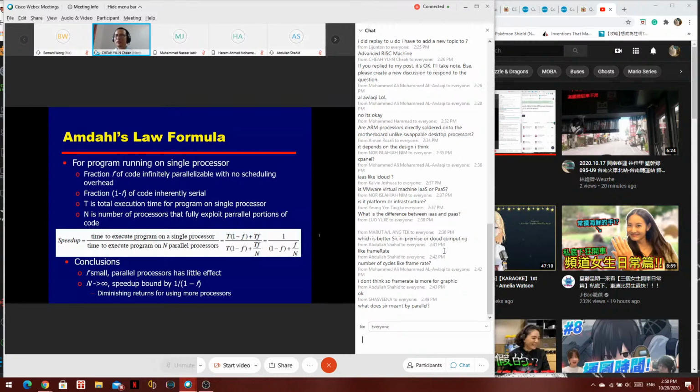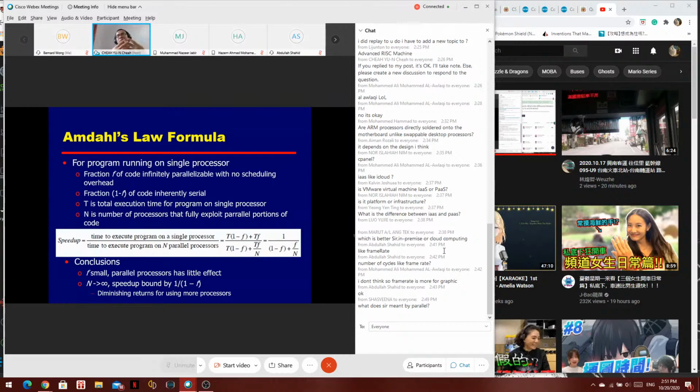Question in the question box: what does it mean by parallel? Parallel means at the same time. Let's say for example you have 4 instructions and 4 processors. If those 4 instructions are not dependent on each other, that means I can run instruction 1 separately from instruction 2, instruction 2 separately from instruction 3, and instruction 3 separately from instruction 4. So all those 4 instructions don't depend on each other. Therefore, if I have 4 processors, I can process all those 4 instructions in parallel, at the same time, each on its own processor.